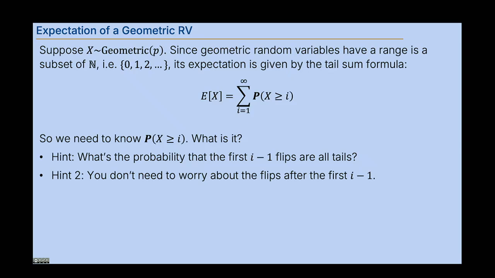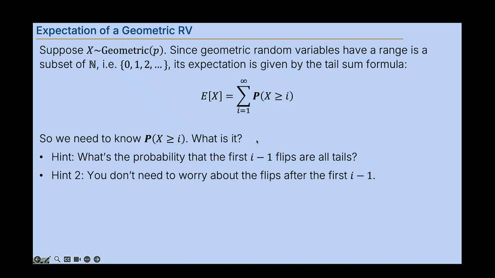So question for you, there's no little picture or Google form for this one, but there's many more coming. So suppose you want to compute the expectation of a geometric random variable and you use this formula, then you need to know what is the probability that x is greater than or equal to i. We did a very similar problem in the previous lecture. So what is it? Think about what is that probability in terms of p. Remember, p is the chance we get heads. And the question is basically, what's the probability that the first i minus 1 flips are all tails? Okay, I'll spoil that one.